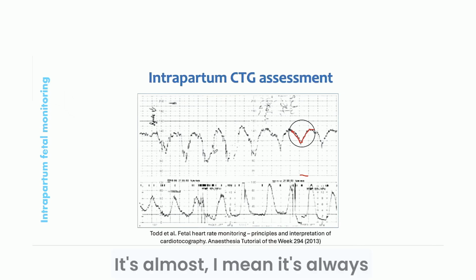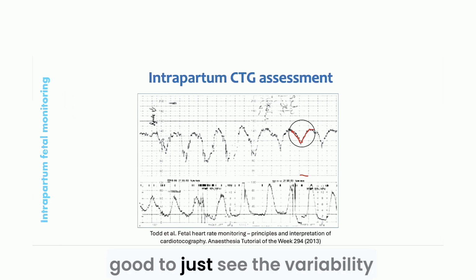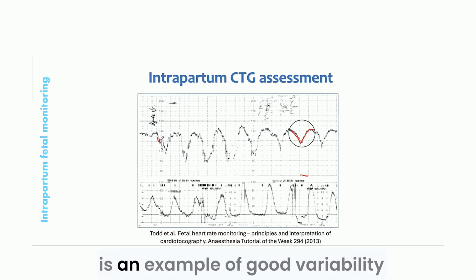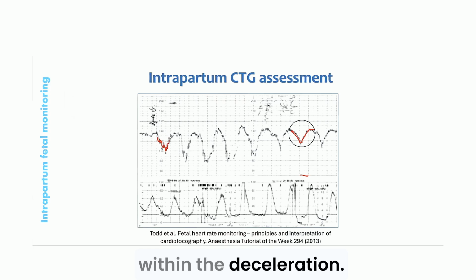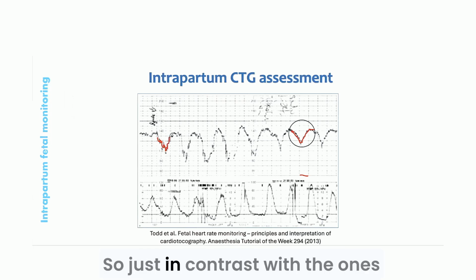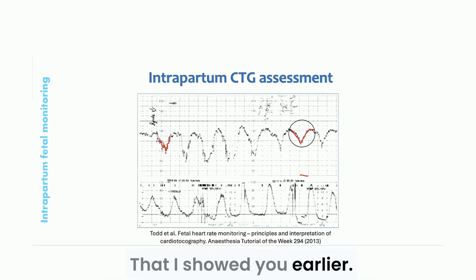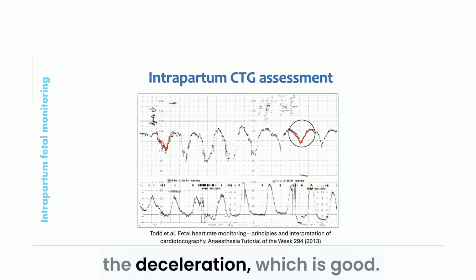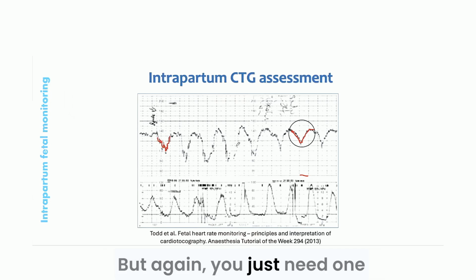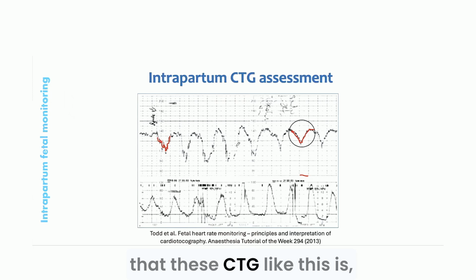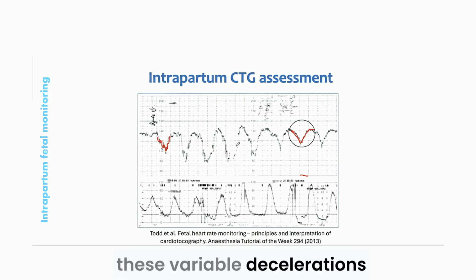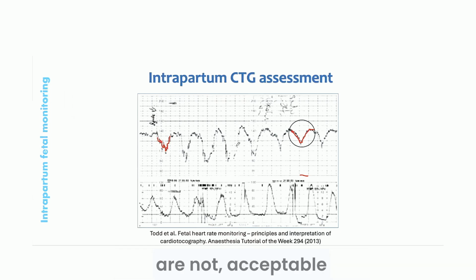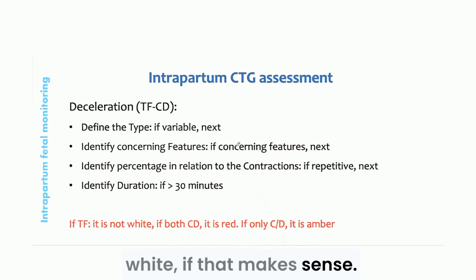It's always good to look at the variability, because this is an example of good variability within the deceleration. In contrast with the ones that I showed you earlier, this has variability within the deceleration, which is good. But again, you just need one concerning feature to say that these variable decelerations are not acceptable decelerations, or are not white, if that makes sense.